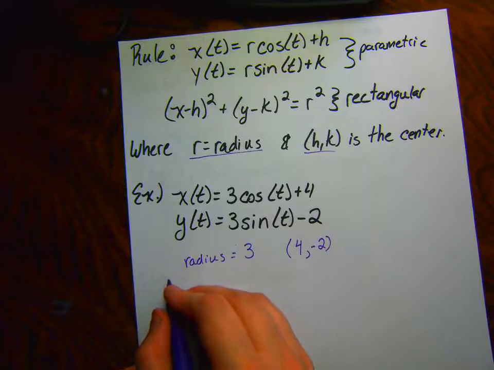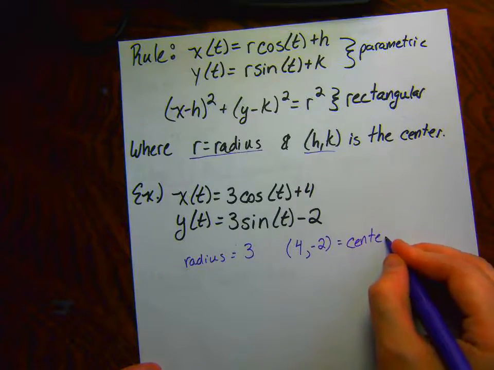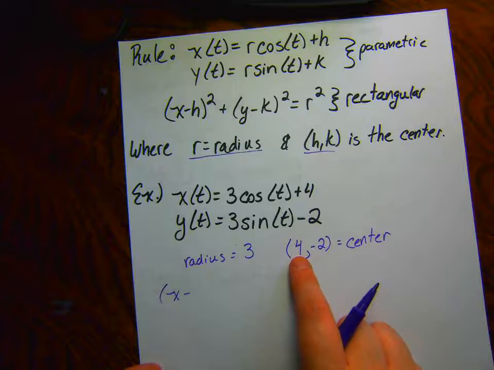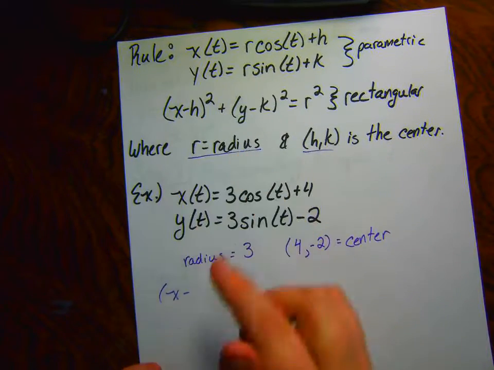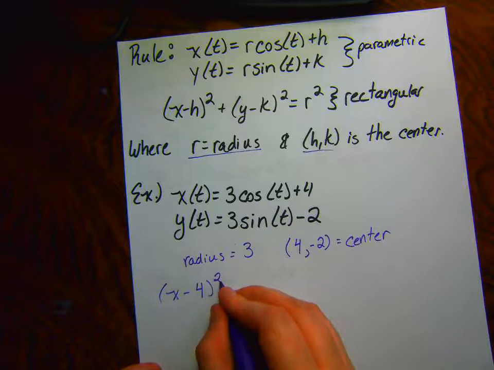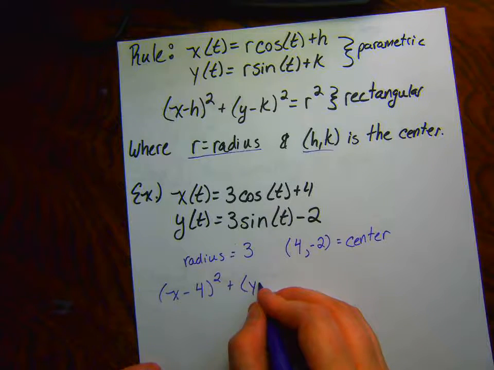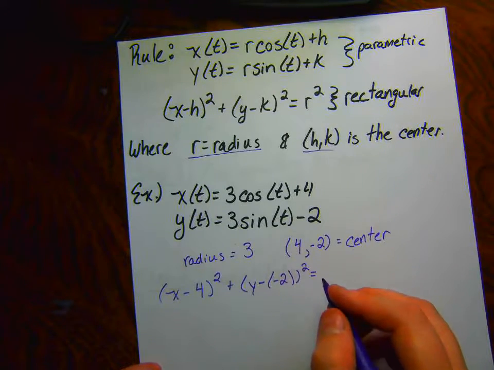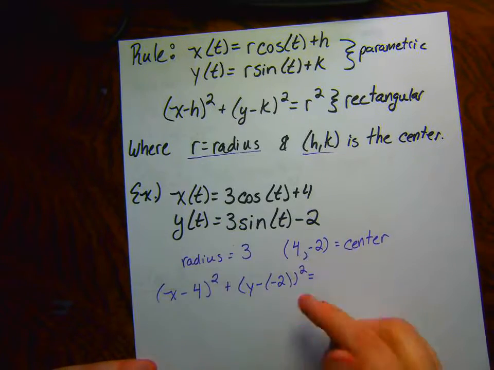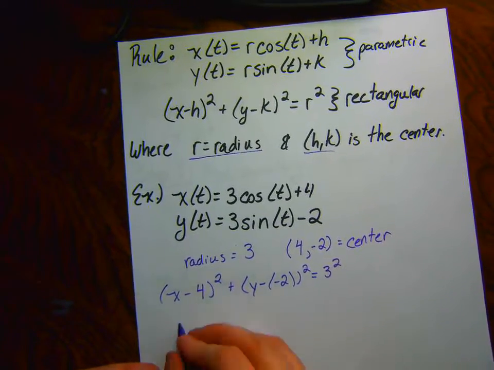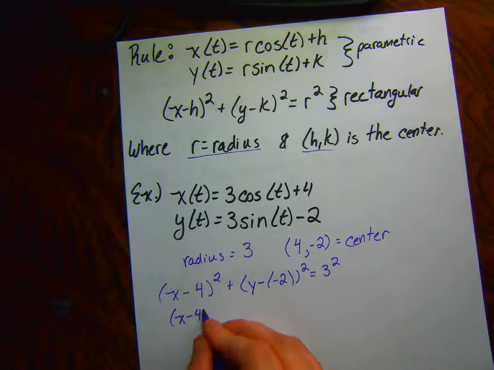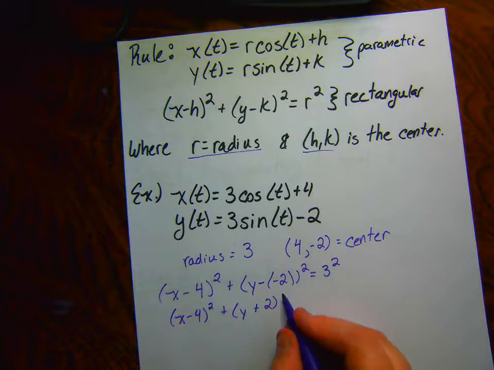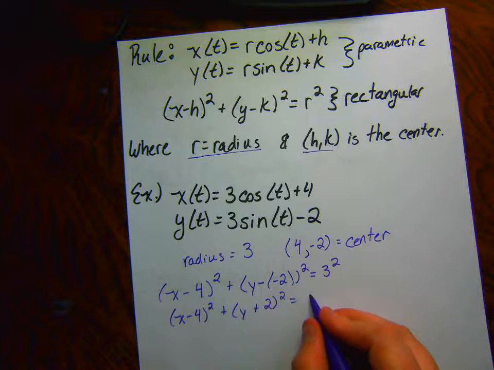Now if I rewrote this in rectangular form, then I would have x minus, now notice that h is positive here, but I'm subtracting it, so it's going to be x minus 4 squared plus y minus that negative 2 squared equals 3 squared. Okay, so if I clean that up a little bit, it's going to be x minus 4 squared plus y plus 2, since a negative and a negative is positive, squared equals 9.